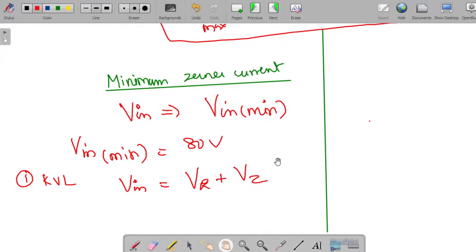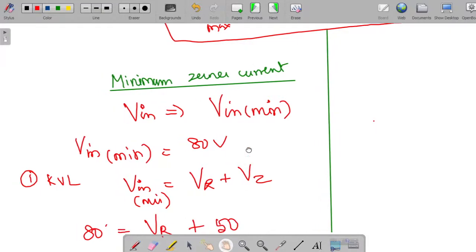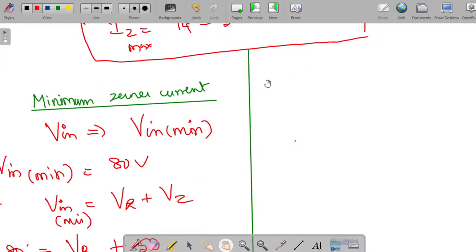So here we need to find out, one second. We know this V in minimum. So V in minimum is equal to 80 volts, that is equal to VR, which we need to find out, plus VZ, which is already given as 50. So from that we can find this VR value. VR is equal to 80 minus 50, that is 30 volts.